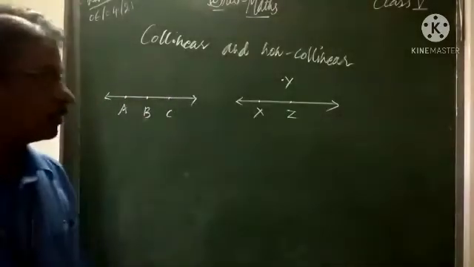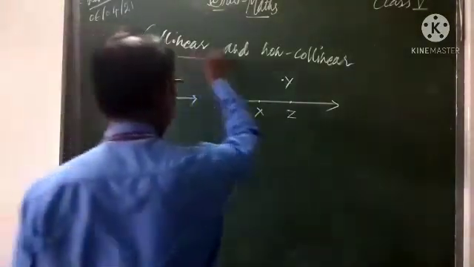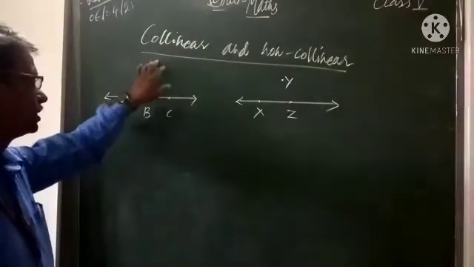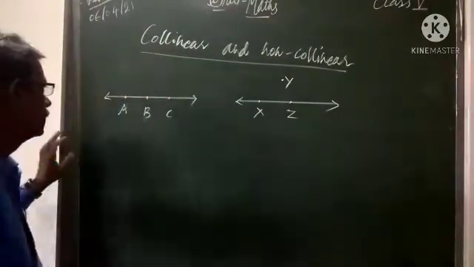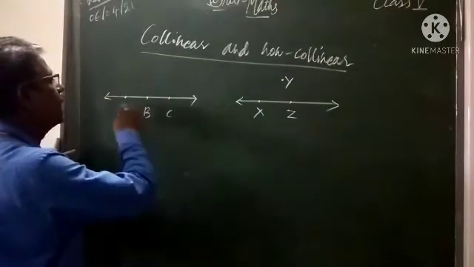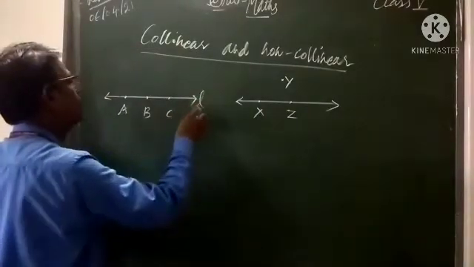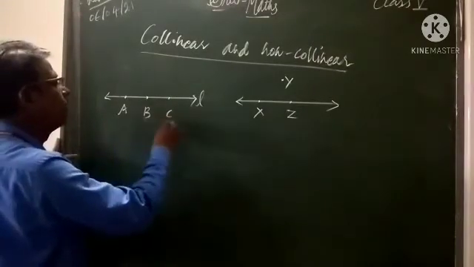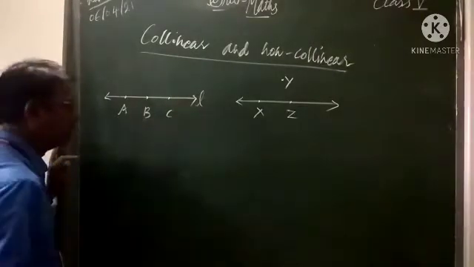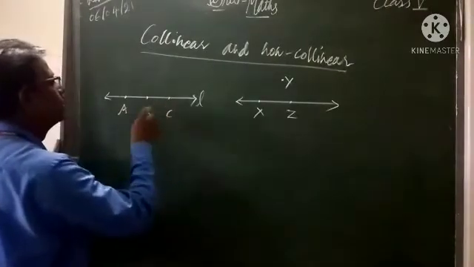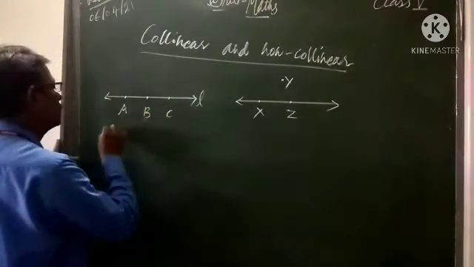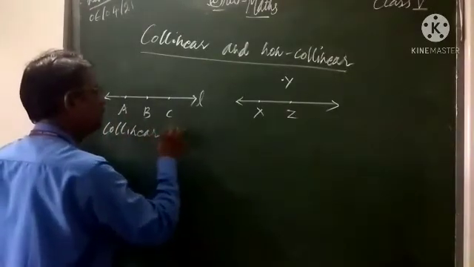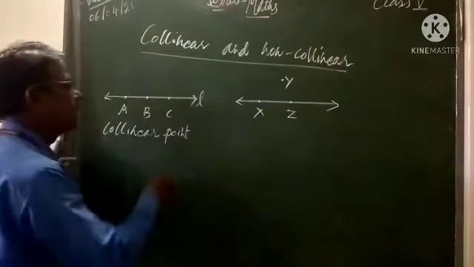Now, collinear and non-collinear points. What does collinear mean, and what does non-collinear mean? What is the difference between them? Collinear means if two or more than 2 points lie on the same line. For example, here in line L, point A, point B, and point C. These 3 points lie on the line L. So that's why point A, point B, and point C are called collinear points. Those points which lie on the line are called collinear points.